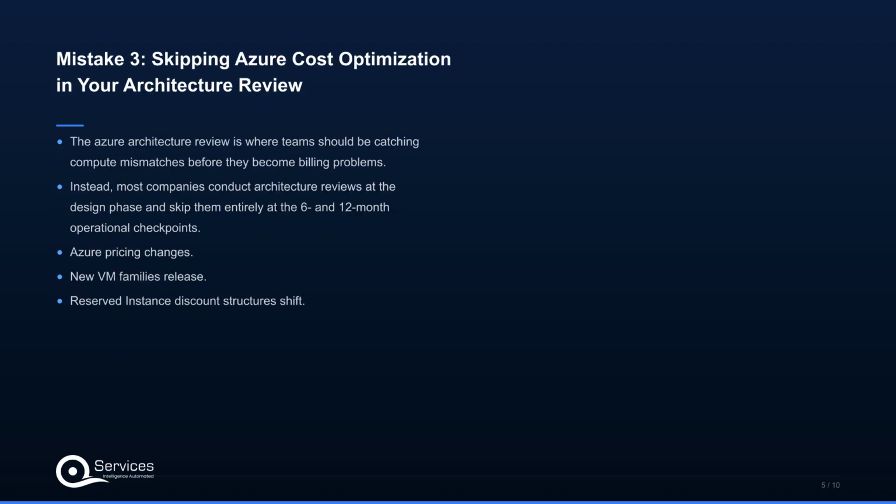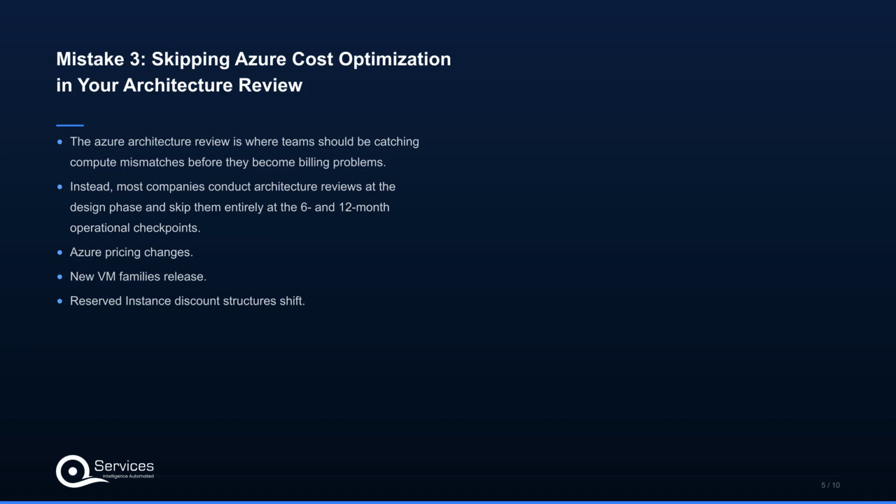Let's talk about mistake 3, skipping Azure cost optimization in your architecture review. The Azure architecture review is where teams should be catching compute mismatches before they become billing problems. Instead, most companies conduct architecture reviews at the design phase and skip them entirely at the 6 and 12-month operational checkpoints.